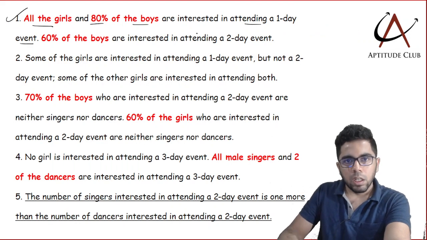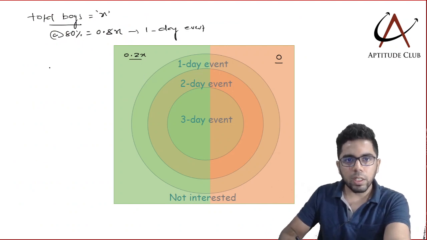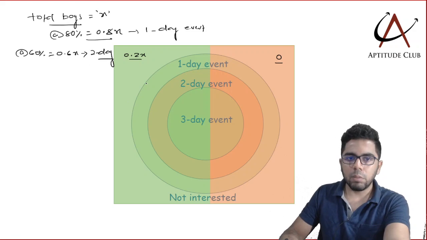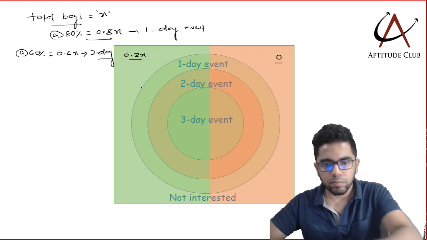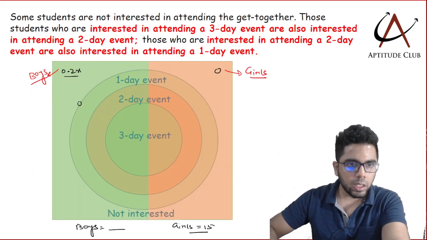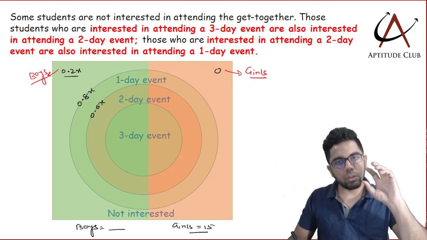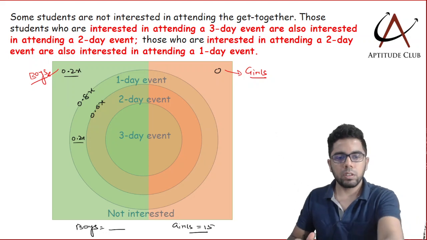Then let's see this. 60% of the boys are interested in attending a 2-day event. So 0.2x comes here. The people trying to attend the 1-day event is 0.8x, and 60%, that is 0.6x, are the people who will attend the 2-day event. So we got the 1-day as 0.8x, and the 2-day as 0.6x. So people exactly willing to attend only the 1-day event is 0.2x.